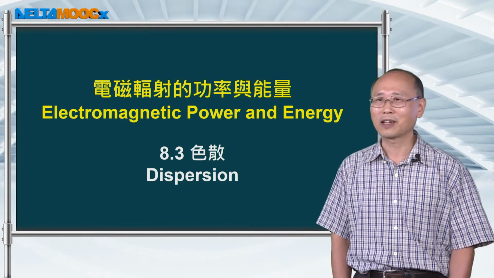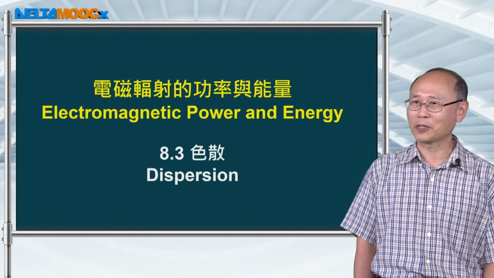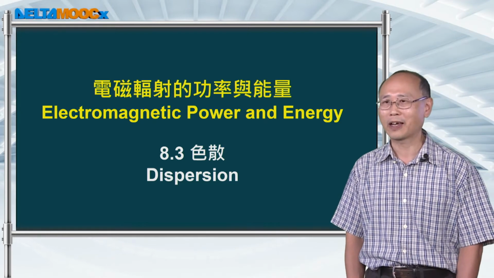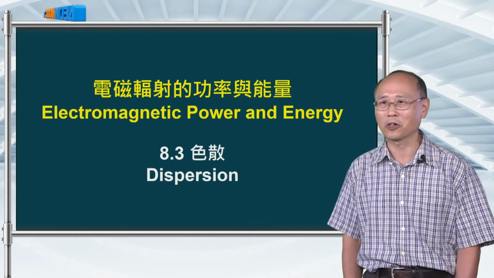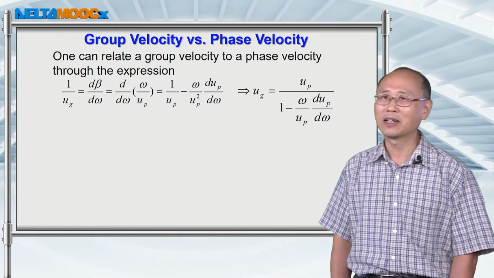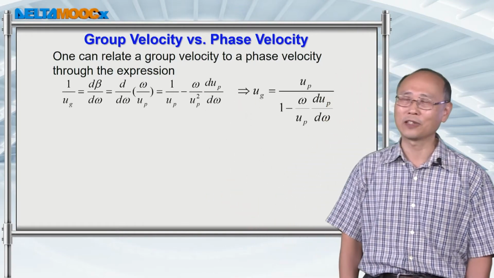And it turns out that for different frequency components, the speed of propagation could be different. This phenomenon is called dispersion, and this is the topic we want to talk about in this session. Naturally, you ask, how do we relate the group velocity to the phase velocity?